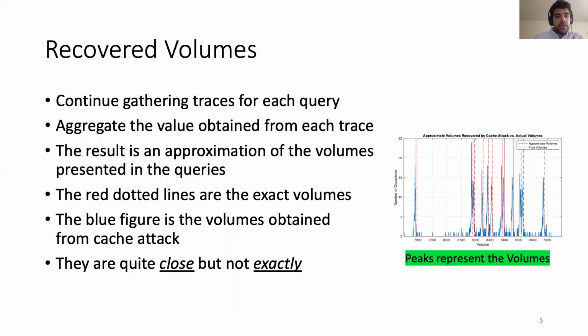So here's how the attack works. The attacker will continue gathering traces for each query. He will aggregate the information he obtained for each trace, and as a result, he will get a figure similar to the one shown on the right-hand side. The red dotted lines are the correct volumes, and the blue lines are the volumes recovered by the attacker. As you can see, the attacker recovered an approximation of the correct volume. The values that the attacker recovered are quite close to the correct ones, but they're not exactly equal.